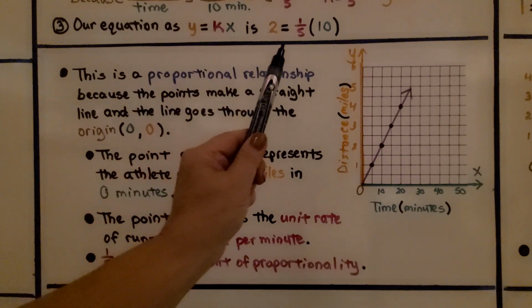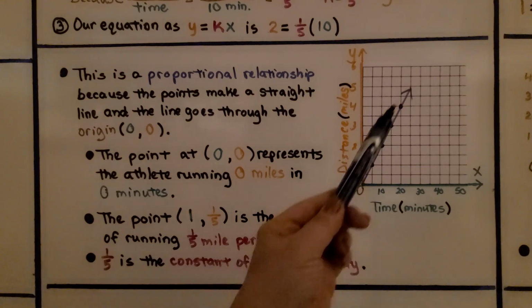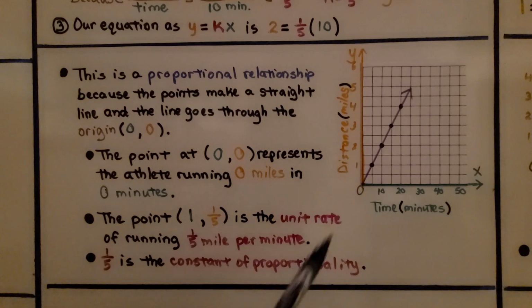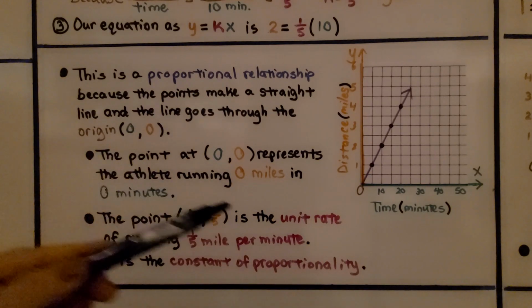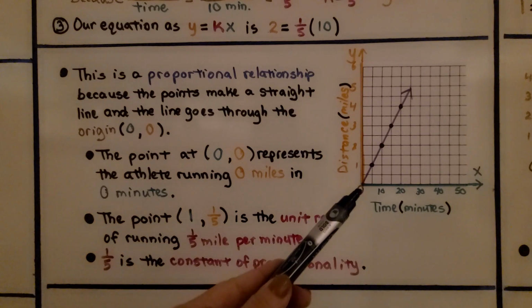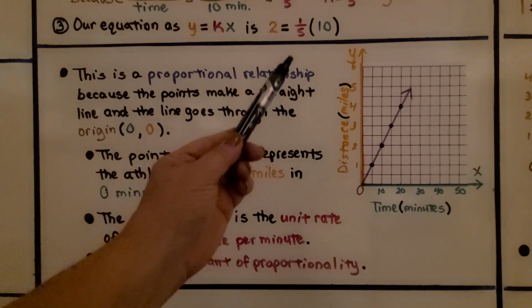Now that we have our equation, this is a proportional relationship because the points make a straight line and the line goes through the origin 0, 0. The point at 0, 0 represents the athlete running 0 miles for distance in 0 minutes time. The point 1 for x and 1/5 for y is the unit rate of running 1/5 mile per minute. 1/5 is the constant of proportionality. That's k.